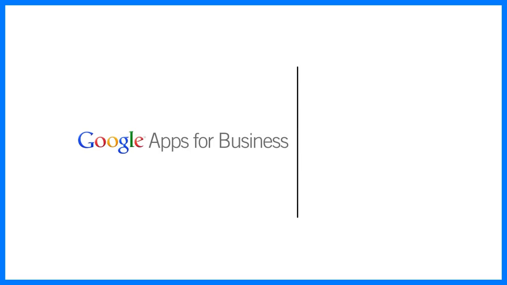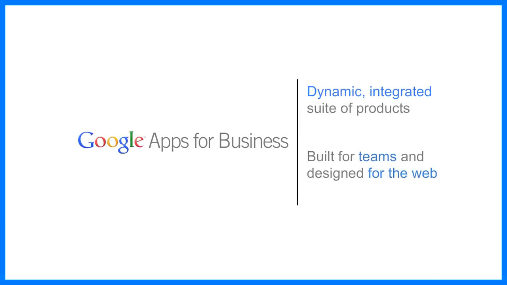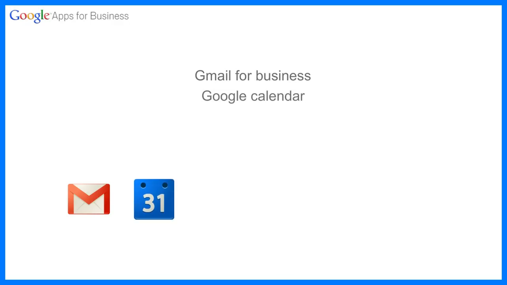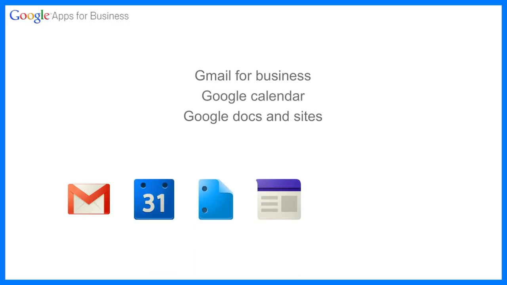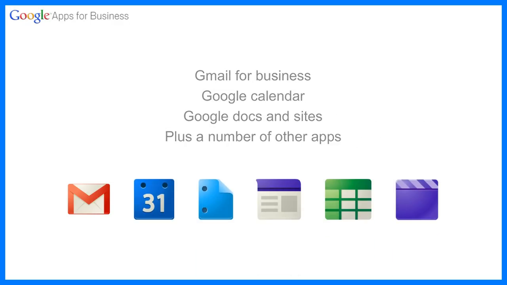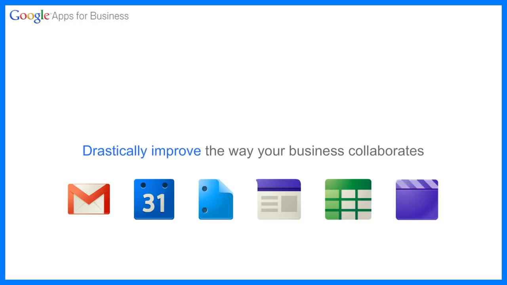Google Apps for Business is a dynamic, integrated suite of products built for teams and designed for the web. Leveraging a comprehensive toolset that includes Gmail for Business, Google Calendar, Google Docs, and Google Sites, plus a number of other apps, this suite will drastically improve the way your business collaborates.